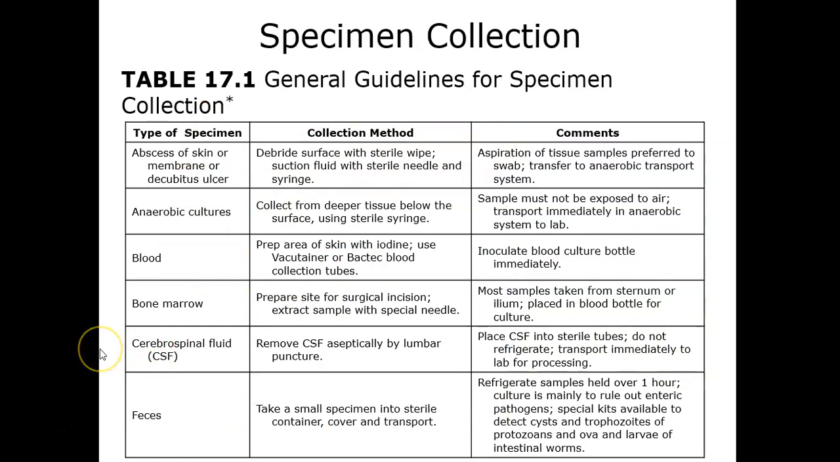So here are some various guidelines for different types of specimen collections. So obviously, things like an anaerobic culture, we need to make sure have never been exposed to air. Cerebral spinal fluid is often removed by a lumbar puncture, a very long needle that's inserted between the vertebrae. Feces, again, requires samples that are held over 1 hour to be refrigerated. So a lot of this you're going to see requires specific transportation and refrigeration.